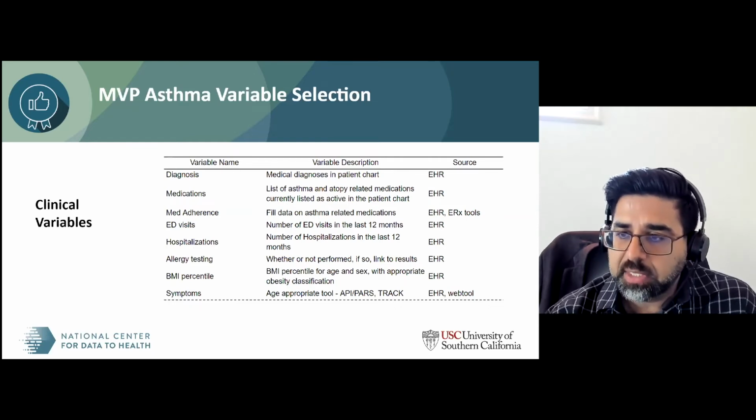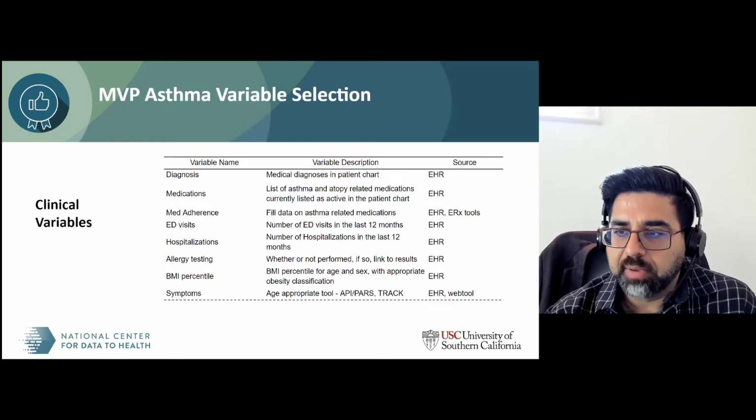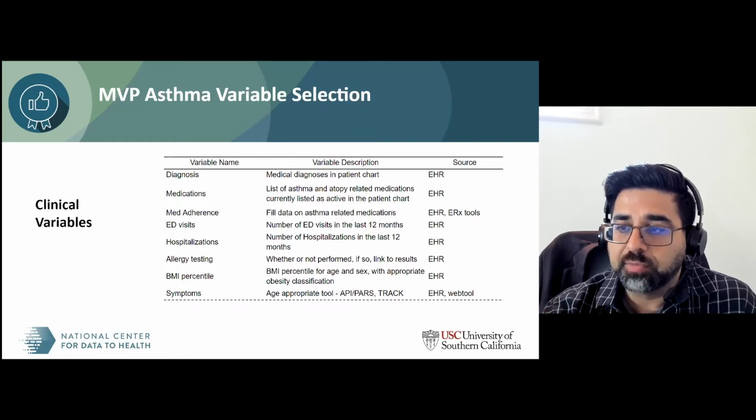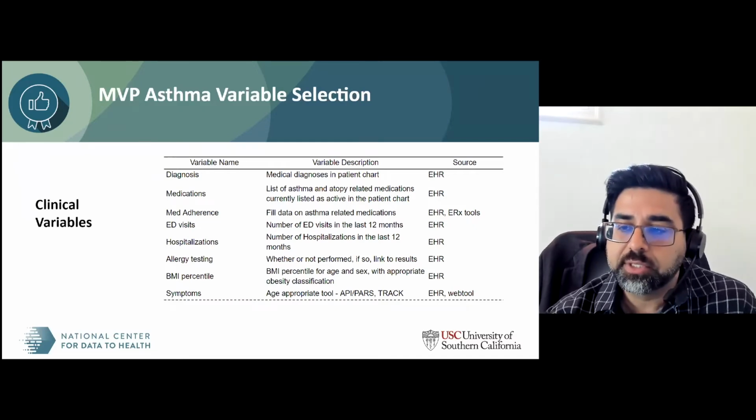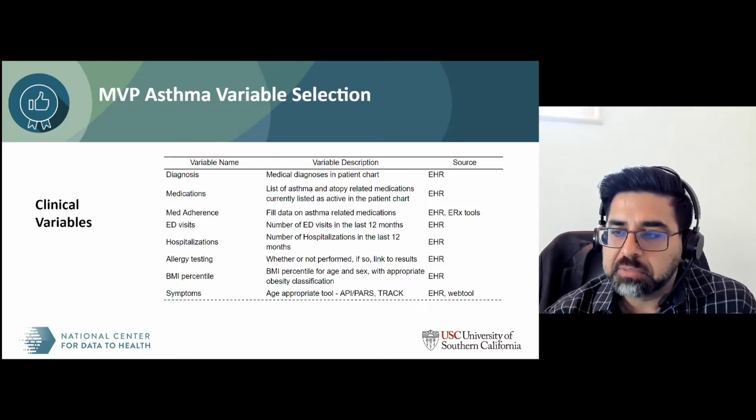Emergency department visits, ED visits, which is how many times perhaps they've had an attack that was exacerbated so far that they have to visit the ED. Hospitalizations, a lot of times those ED visits can result in hospitalizations. And how many times did that happen? Allergy testing, allergies are a known trigger for asthma. BMI percentile, which is the body mass index, that's stored in their chart as well.